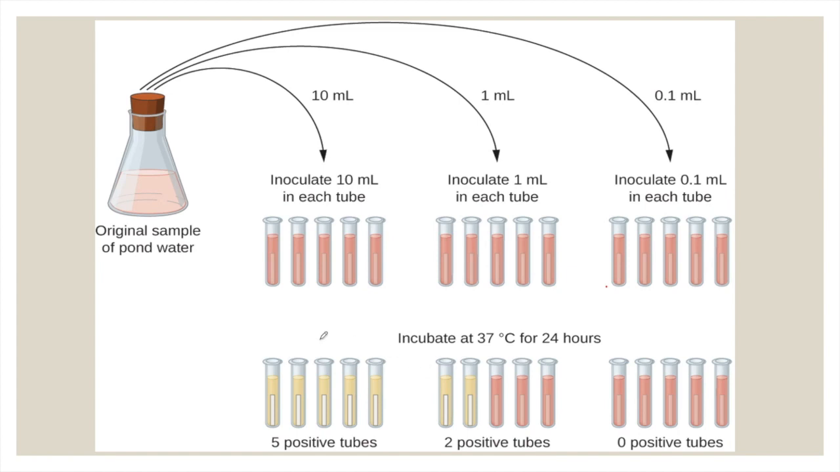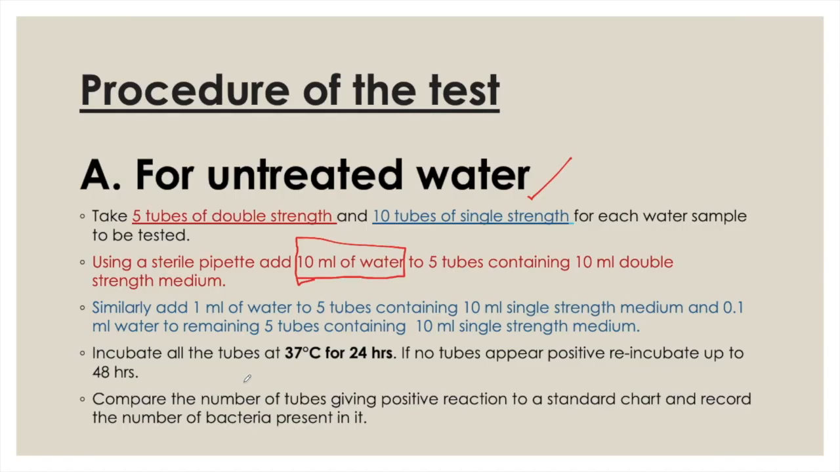Let's say in this case, the picture shows that 5 tubes are positive here, in which color change is observed. Here two tubes are positive because color change is observed in 2 tubes. Here 0 are positive because color change has not been observed in any of the test tubes. So the value will be 5 2 0. And with respect to this, we will find out the value of MPN on the basis of the standard table. So we will incubate all the tubes at 37 degrees Celsius for 24 hours.